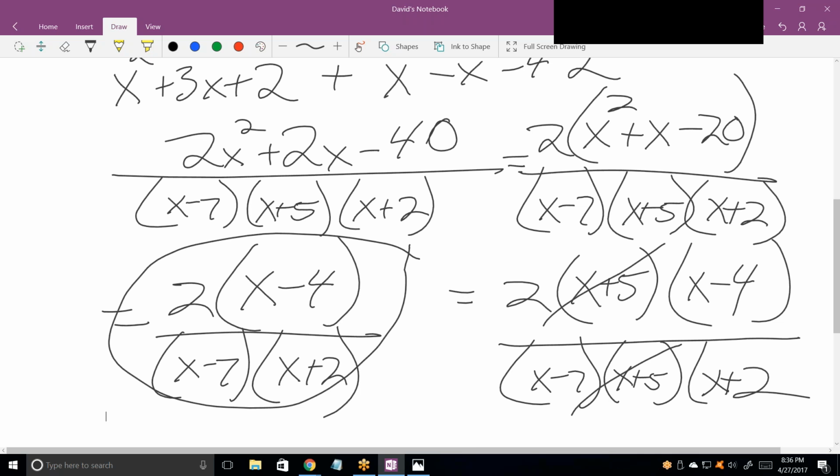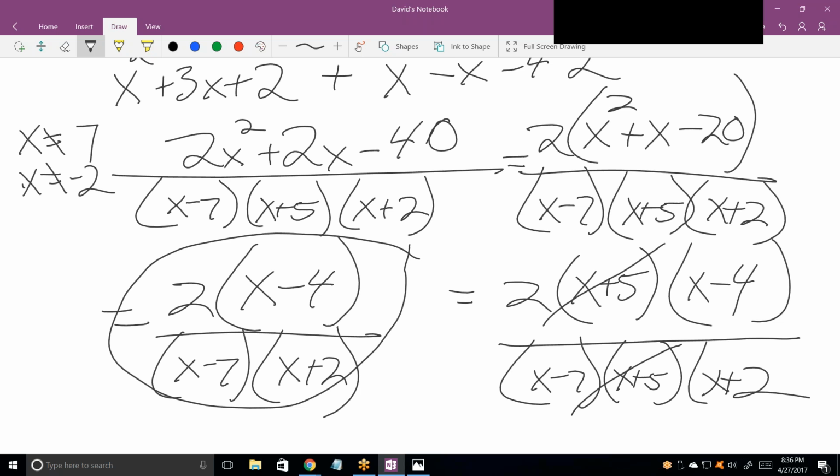What can x not be? 7, negative 2, and negative 5. Aha. Remembered the negative 5. That's good.